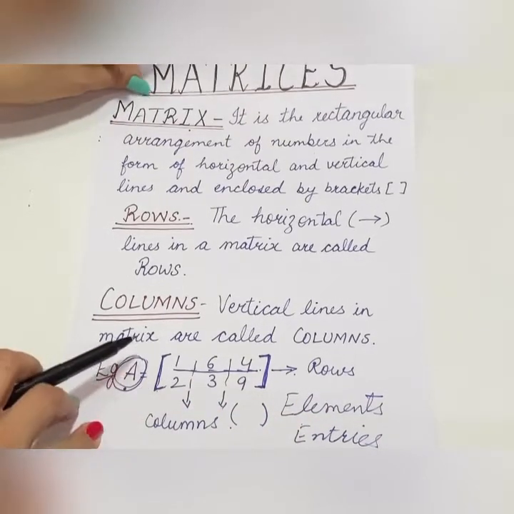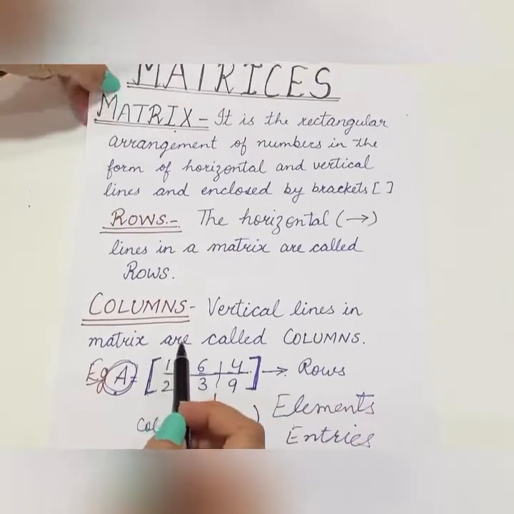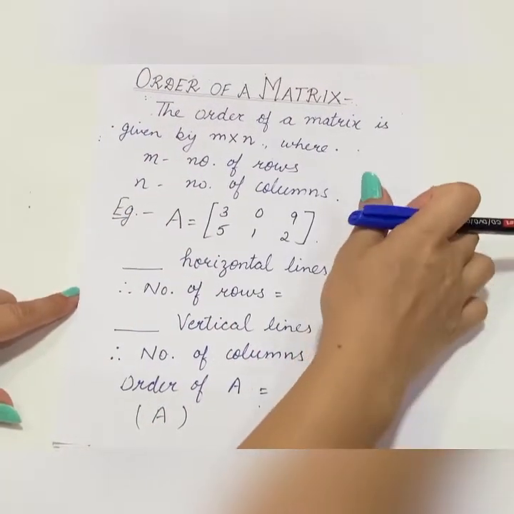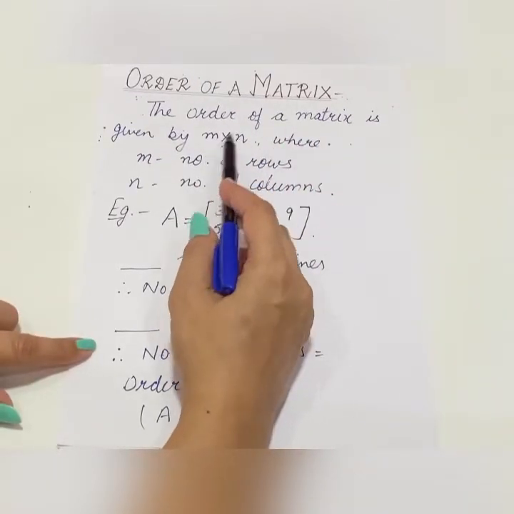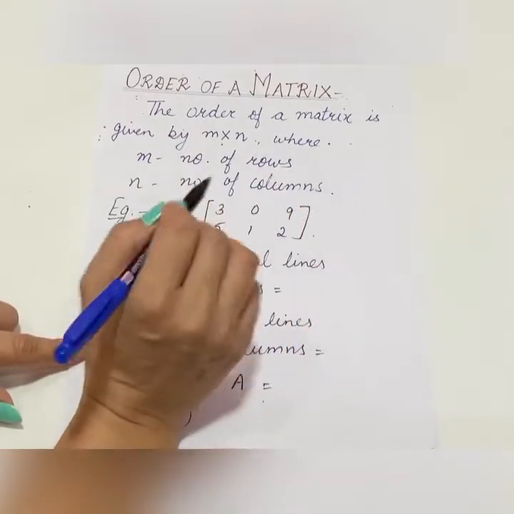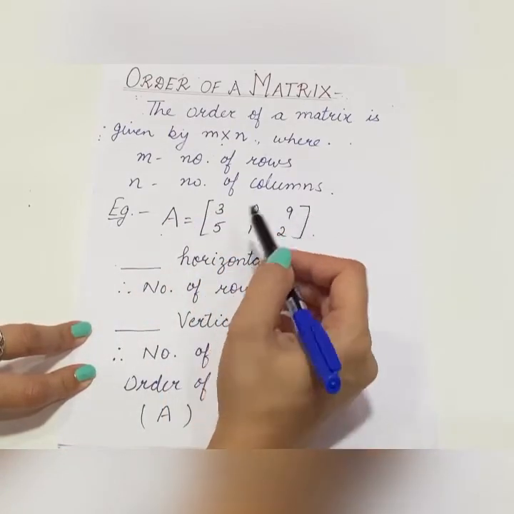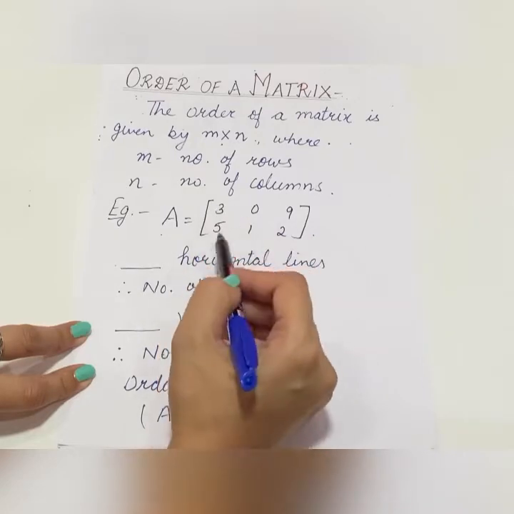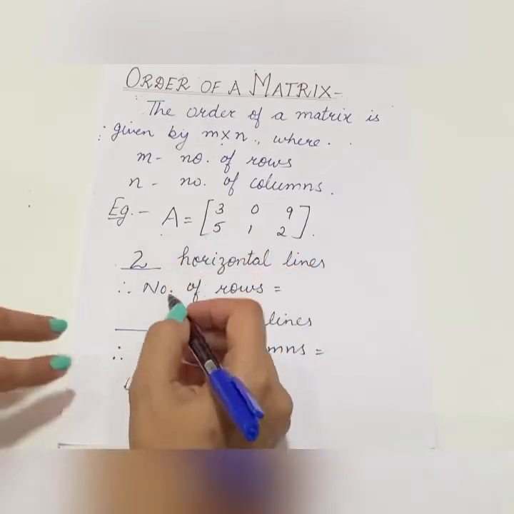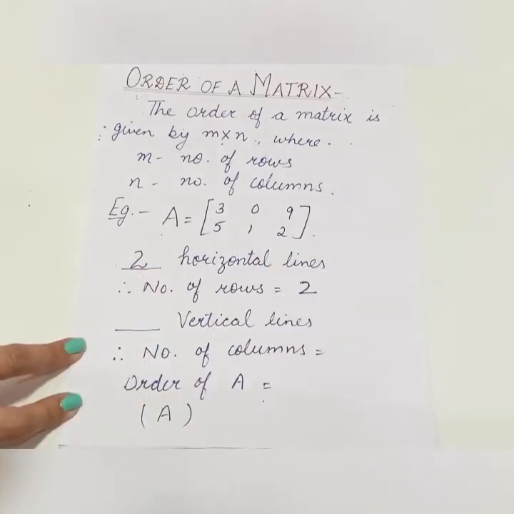Now considering the rows and columns of the matrix, we have another very important term for a matrix, that is the order of a matrix. The order of a matrix is given by m cross n, where m is the number of rows of the matrix and n is the number of columns of the matrix. I am taking the example, matrix A is given by 3, 0, 9, 5, 1, 2. In this case, how many horizontal lines are there? 2 horizontal lines are there. So 2 is the number of rows in this matrix.